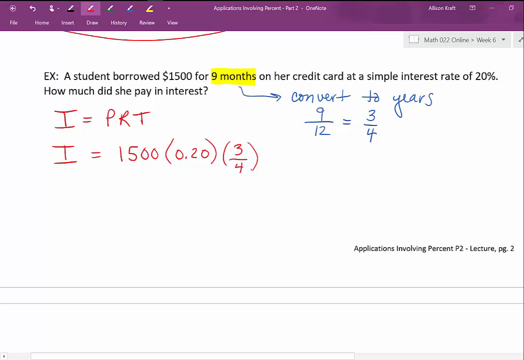Multiplying the right side together, we see that this student ended up paying $225 in interest.